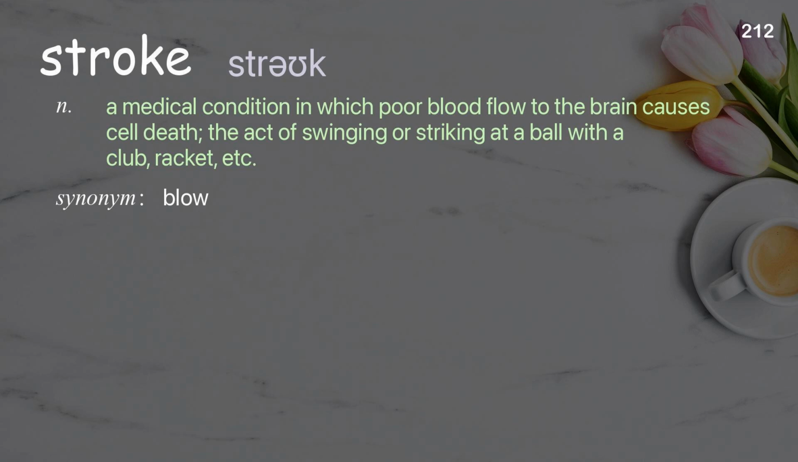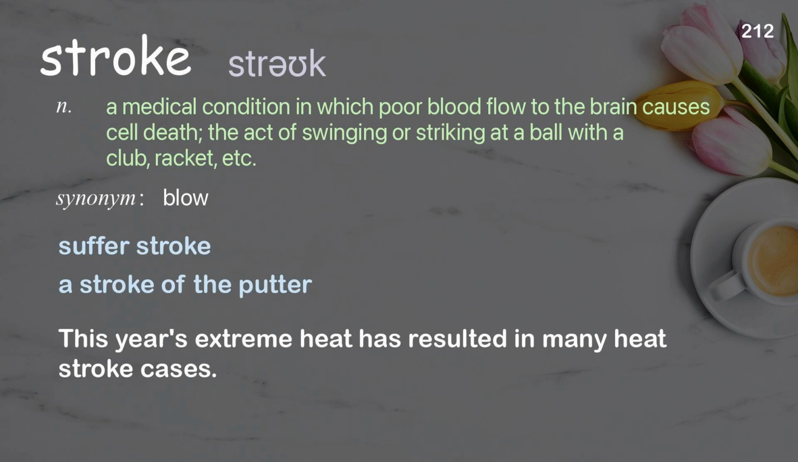Stroke: a medical condition in which poor blood flow to the brain causes cell death, the act of swinging or striking at a ball with a club, racket, etc. Examples: suffer stroke. A stroke of the putter. This year's extreme heat has resulted in many heat stroke cases.